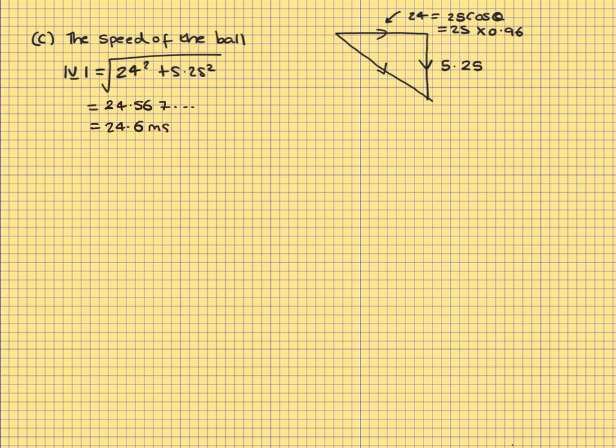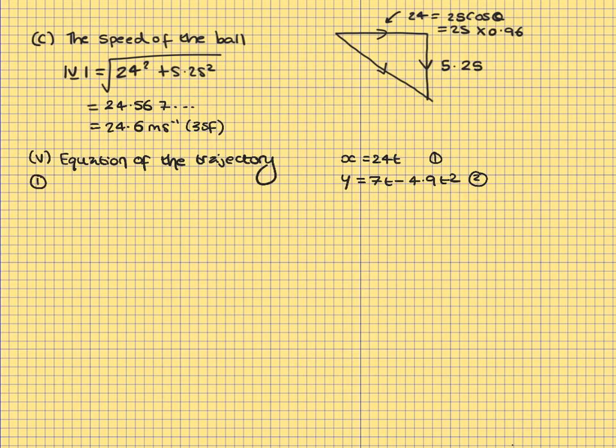24.6 metres per second to 3 significant figures. Part 5 asks us to find the equation of the trajectory. So we're going to take our parametric equations for x and y in terms of t, and as we've done previously, we will rearrange the first one so that we have t in terms of x, t equals x over 24, and we will substitute this into equation 2.